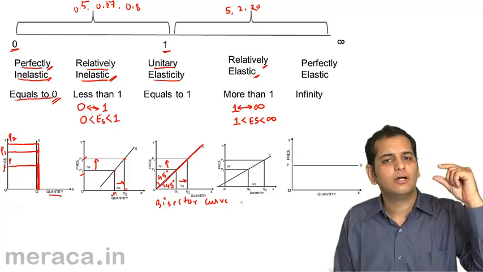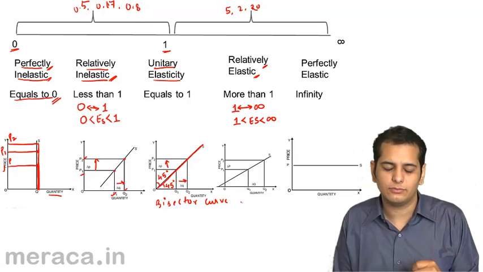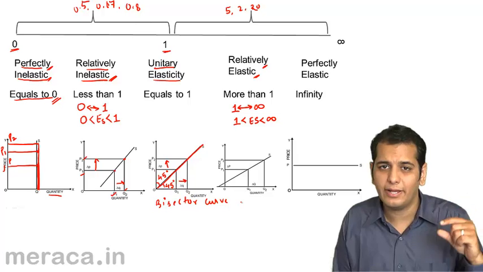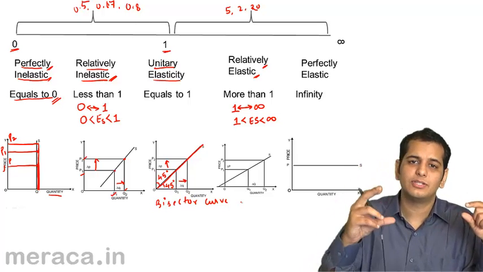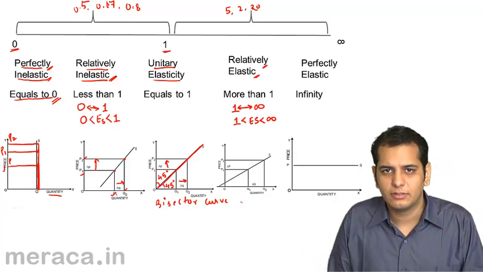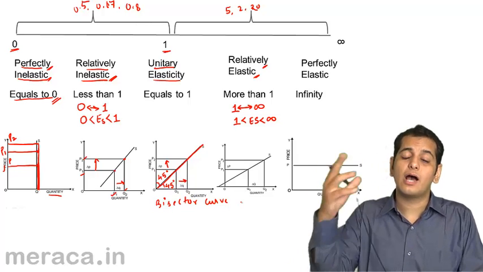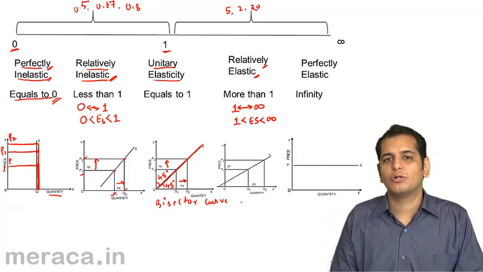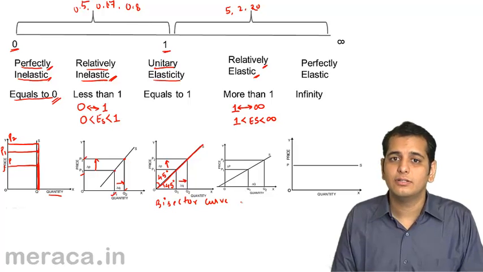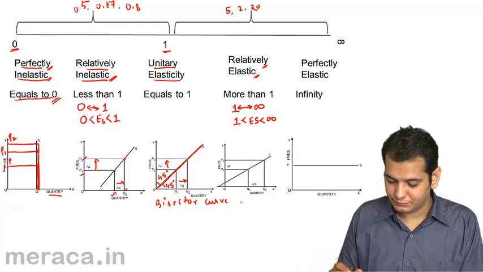In this case, a smaller change in price brings about a bigger change in quantity supplied. The quantity supplied changes in a higher proportion than the change in price.